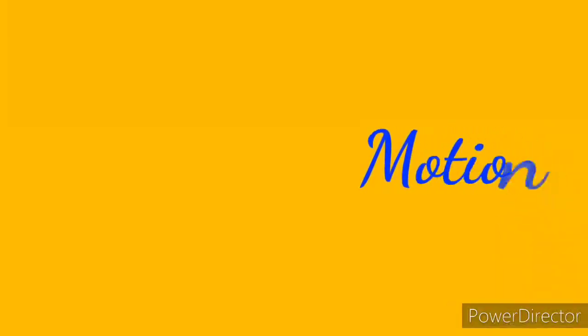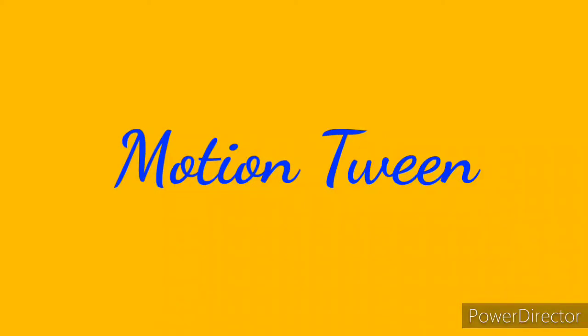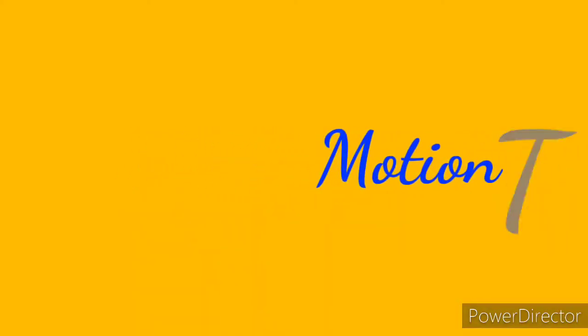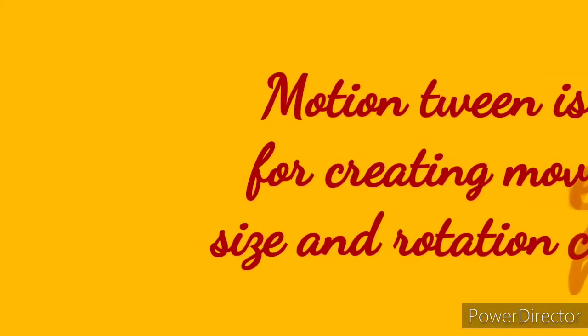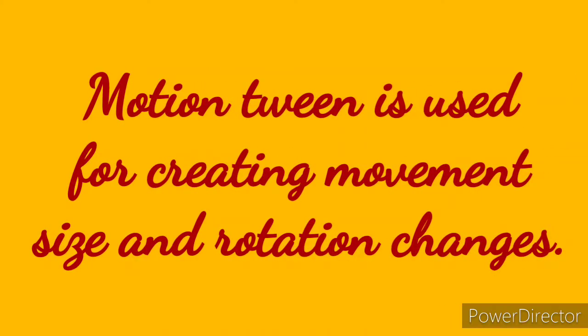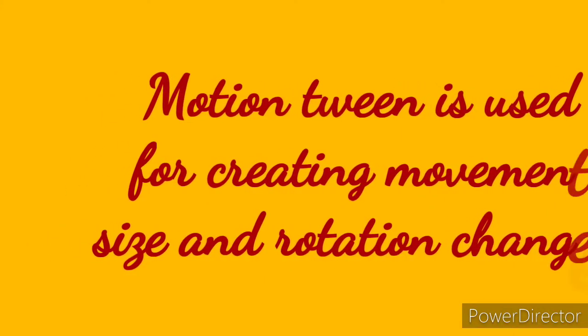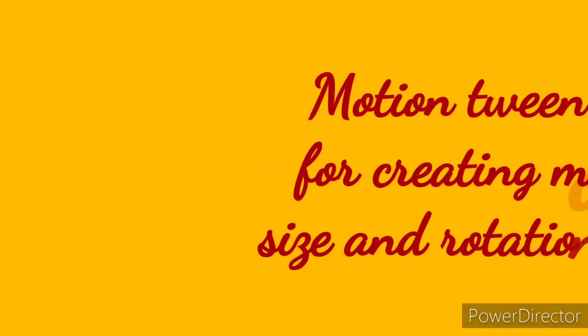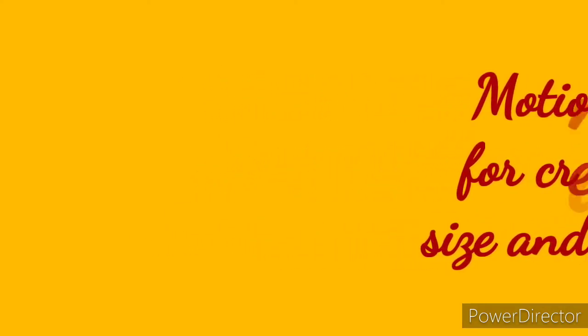What is motion tween? When we specify the starting and ending position of an object in the keyframe, Animate automatically fills in between frames by creating the animation. It is best suited for creating movement, size and rotation changes. Like if you want to move the car, you will use motion tween. If you want to bounce the ball, what will you use? You will use motion tween for movement.